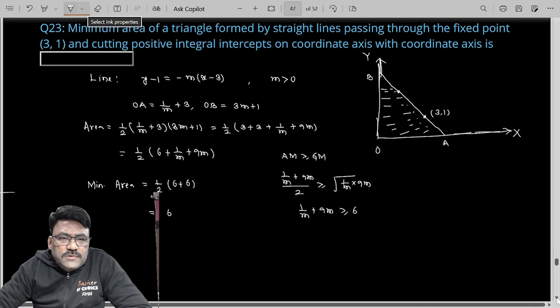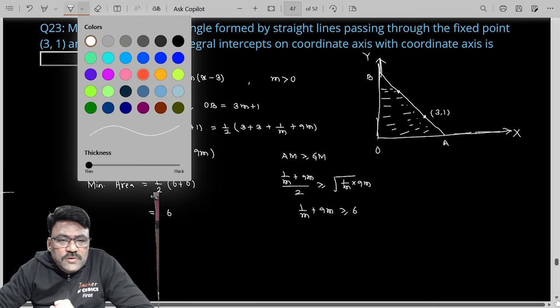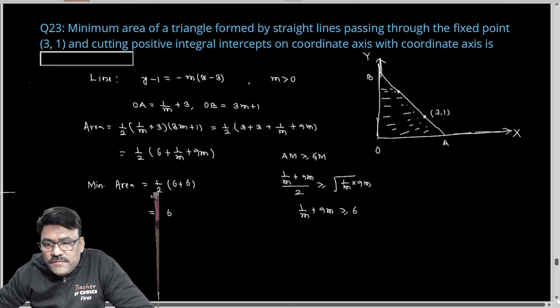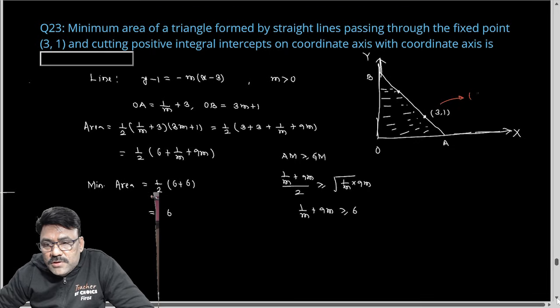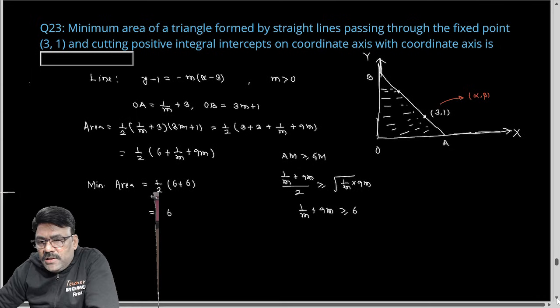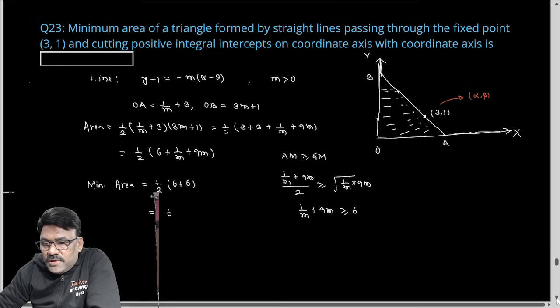For this type of question, you can directly keep a result in your mind. If a line is passing through the point (alpha, beta) and cutting the x-axis and y-axis on the positive side, then the minimum area of this triangle will be 2 alpha beta. Just keep it as a result in your mind. It will save time. So here alpha is 3, beta is 1. The minimum area will be 2 into 3 into 1.